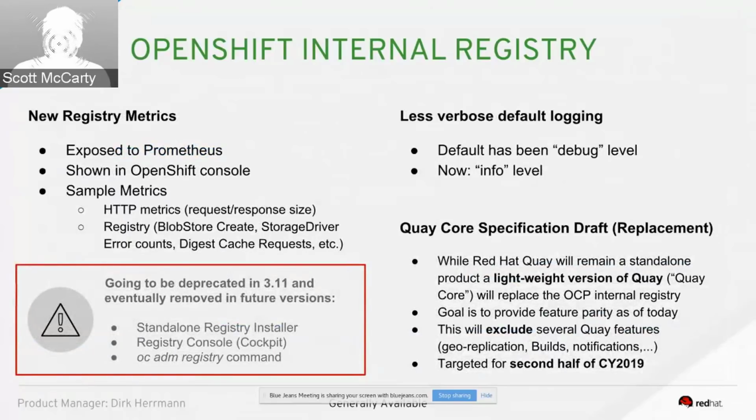Another couple things, we've essentially integrated, like I think Rob mentioned before, curated sets of metrics in the registry that we now expose to Prometheus. So it makes it easier to monitor what's happening inside of the container registry in OpenShift. We've also fine-tuned the debugging levels. And then finally, a couple really important announcements.